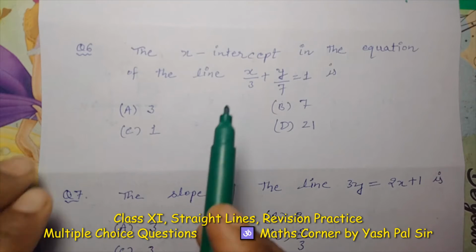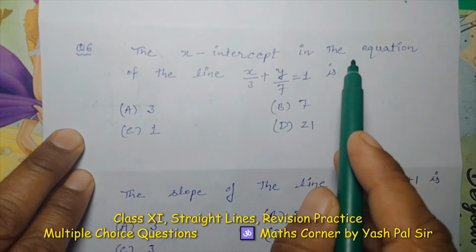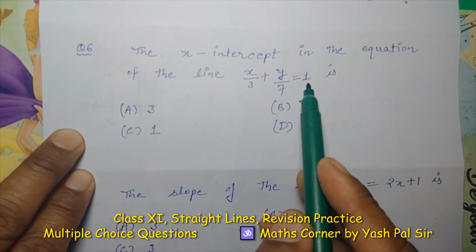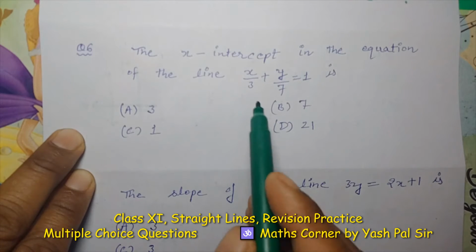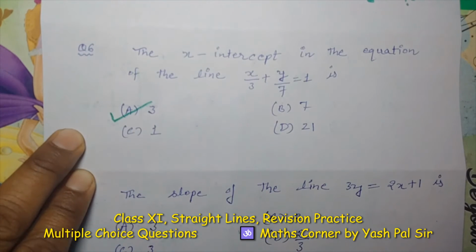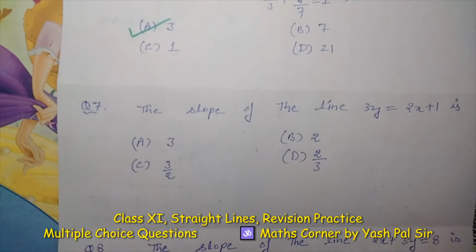Now question number 6. The x-intercept in the equation of the line x upon 3 plus y upon 7 is equal to 1 is, of course, x-intercept is 3. So option number A is the right choice.